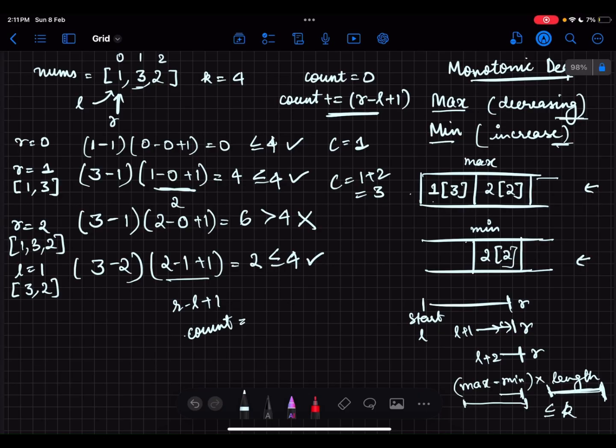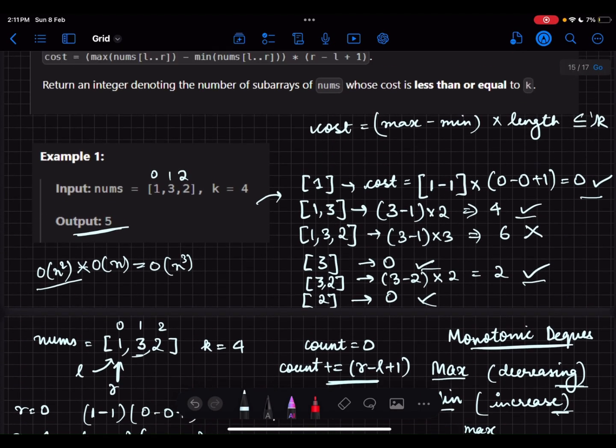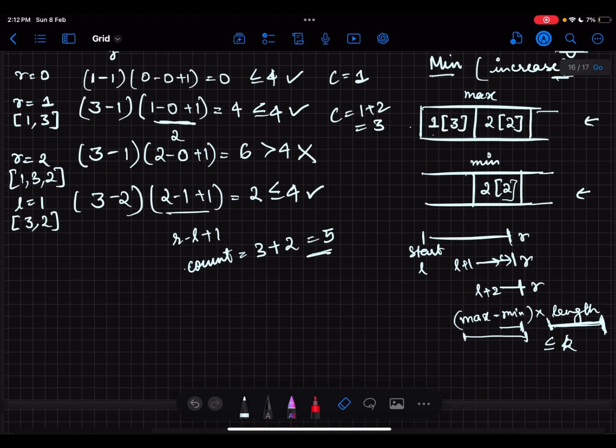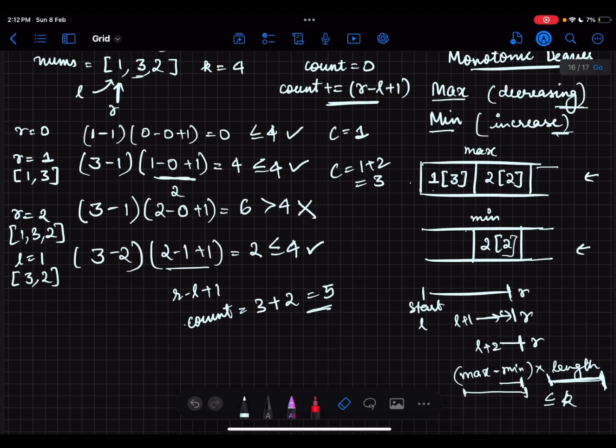The count becomes 3 plus 2, that is 5, which was the output earlier. Now in case you are still confused why we are increasing the count by the length, then when R is 0, the only possible subarray is 1. When R is 1, the possible subarrays are 1, 3, and fixing the right end, we increase the left to 3. These are the two possible subarrays, and hence we increase the count by 2 here.